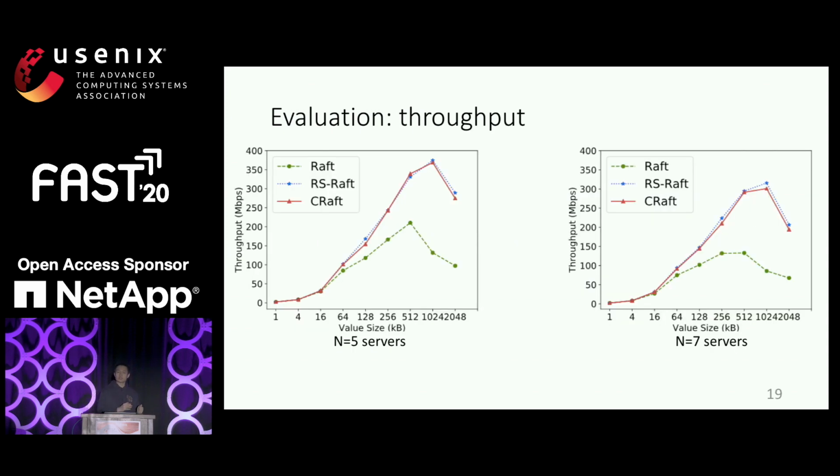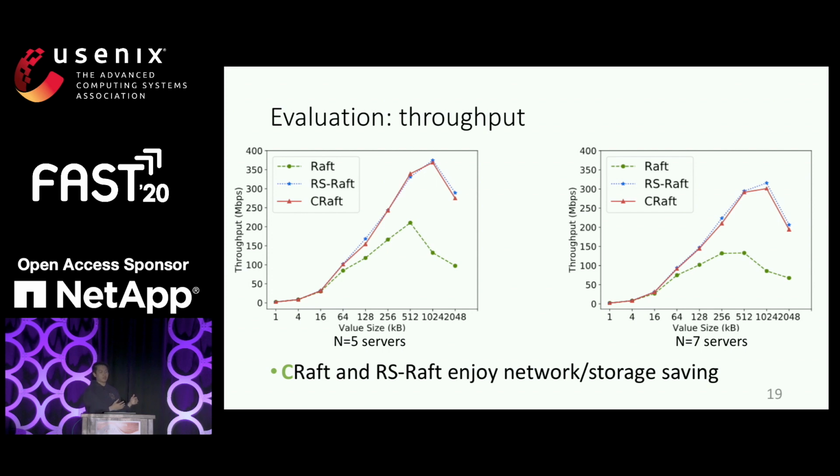First, let's investigate the throughput of the distributed key-value store using CRAFT. In these figures, the x-axis is the size of the value we're writing to the key-value store, and the y-axis is the aggregated throughput of our systems. As we can see, CRAFT and RS-Raft both enjoy network and storage savings, so they achieve higher throughput than the original version of Raft. And the improvements are more significant when the value sizes are larger.